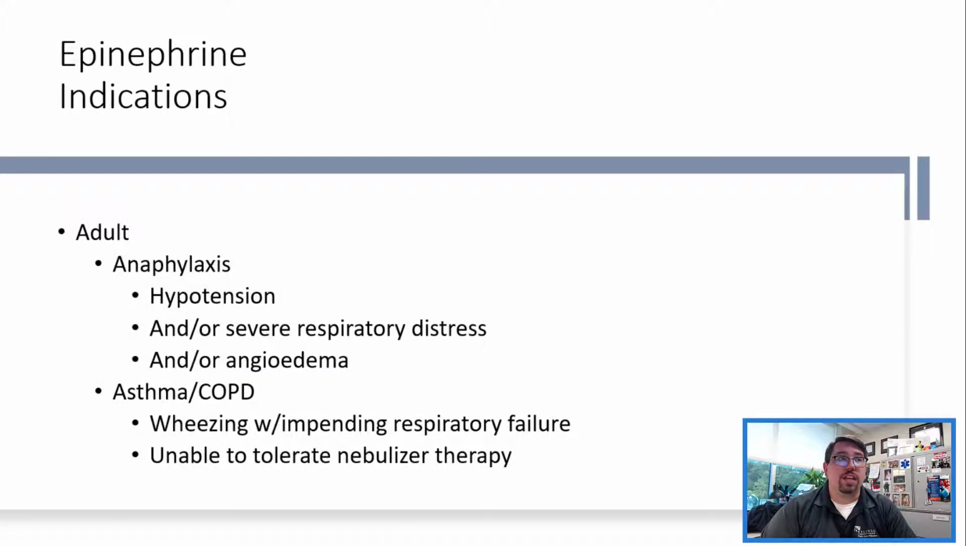Our epinephrine indications are also important. For adults, we're looking for signs of anaphylaxis, which include things like hypotension and/or severe respiratory distress or angioedema. For asthma or our COPD patients, we may see wheezing with impending respiratory failure and/or they're unable to tolerate a standardized nebulized therapy.